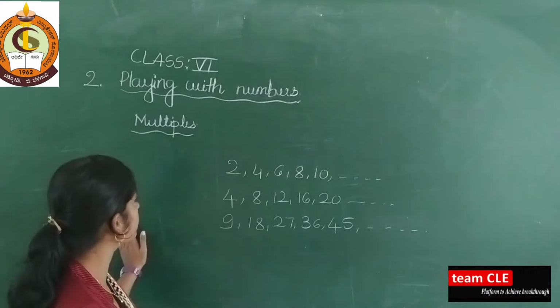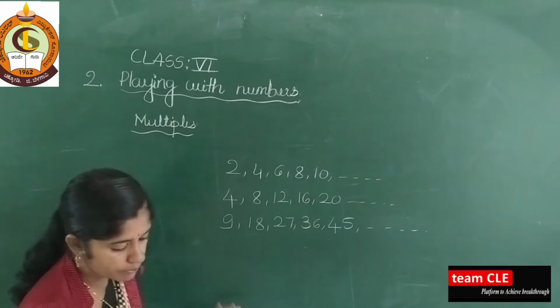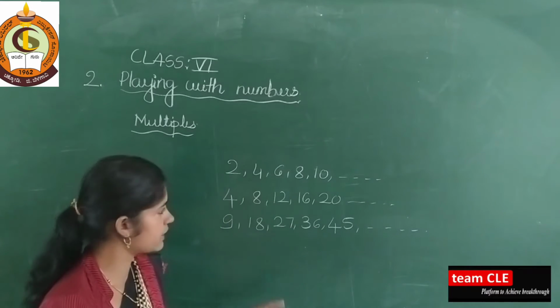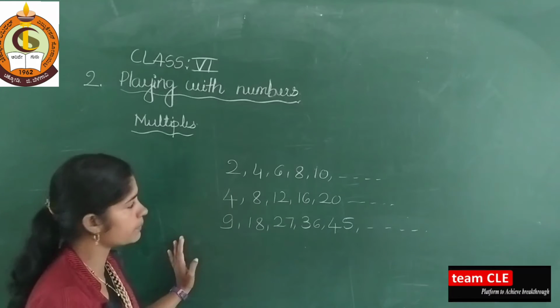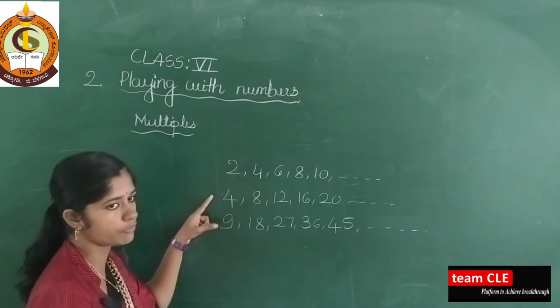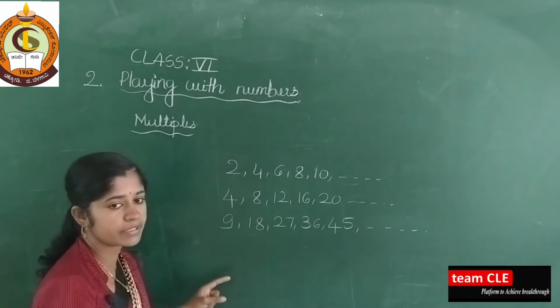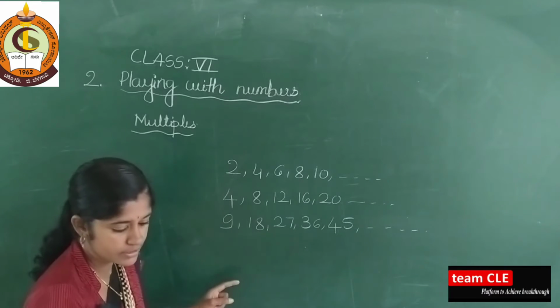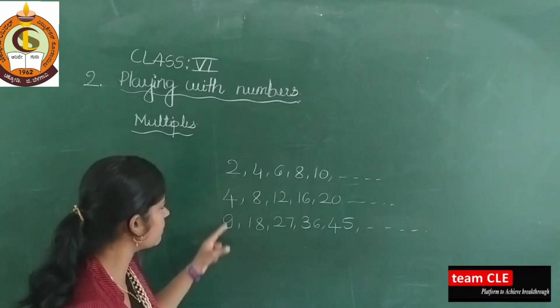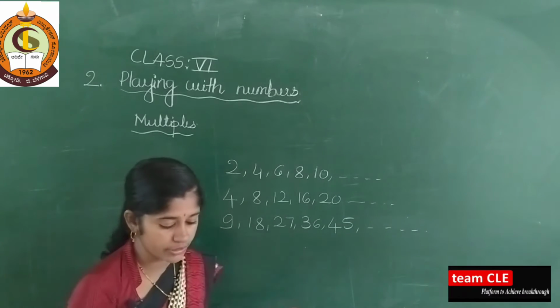Now I will discuss some properties of multiples. Every number is the multiple of itself. See here, I took 3 examples. In 2's multiples, 2 is also there; in 4's multiples, 4 is also there; and in 9's multiples, 9 is also there. Means every number is a multiple of itself.